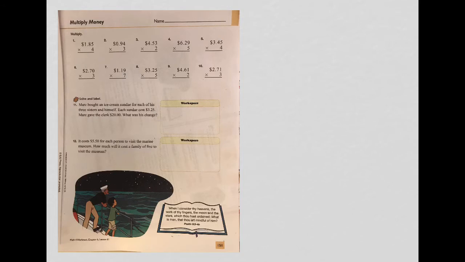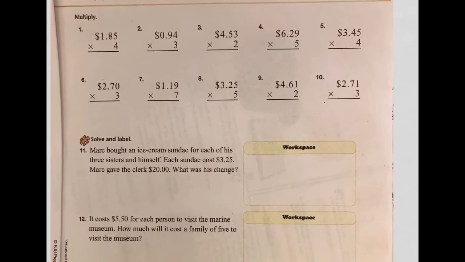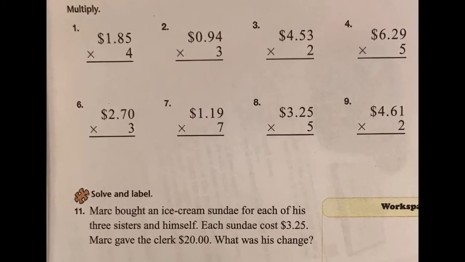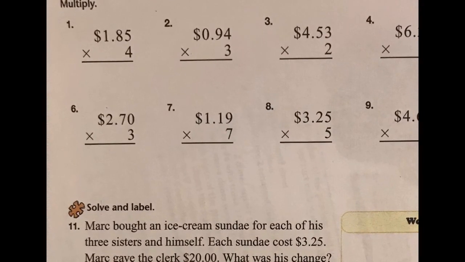Make sure you have this worksheet, page 151, multiplying money. All right. So basically, what you're going to do is do the same thing you've been doing. The only thing is you're going to have to pay attention to where the decimal point is and the dollar sign. And if you can just remember those two extra things, you got it made. All right, so the best thing we can do is just to jump in and do it. All right, so let's start.